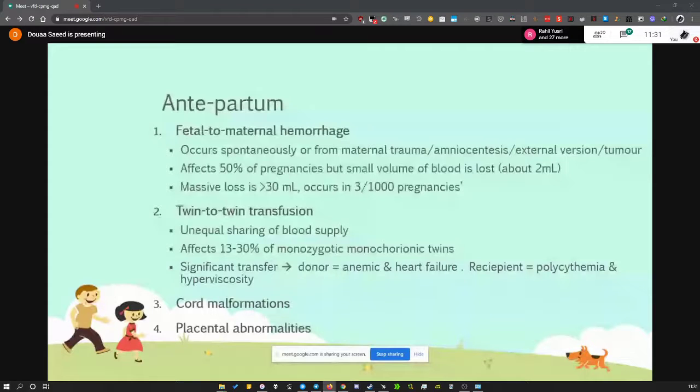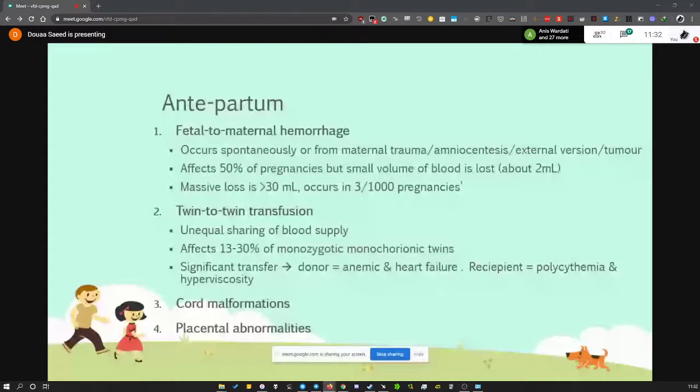There's also twin-to-twin transfusion as a cause of antepartum hemorrhage. It is usually due to unequal sharing of blood supply between twins. It affects monozygotic monochorionic twins, so you'll have a donor and a recipient in this case. In twin-to-twin transfusion, if there is a significant transfer of blood from one twin to the other, the donor twin will become anemic and may suffer from features of heart failure, and the recipient twin will be polycythemic, and then they'll have hyperviscosity due to the transfer.